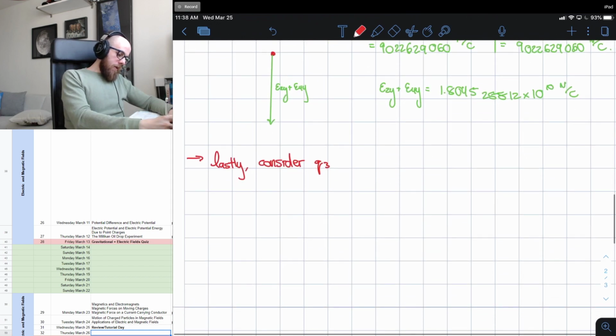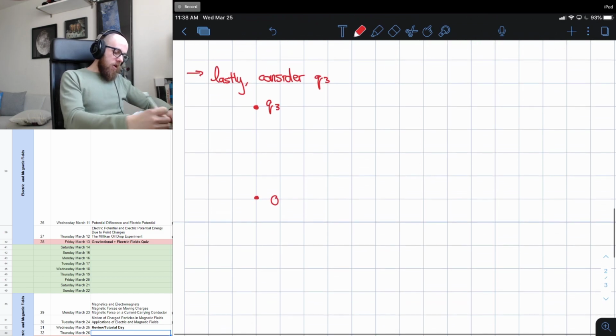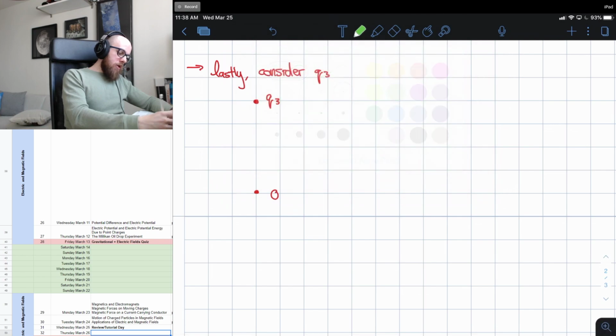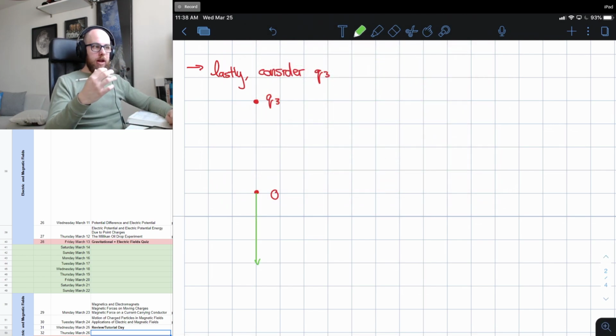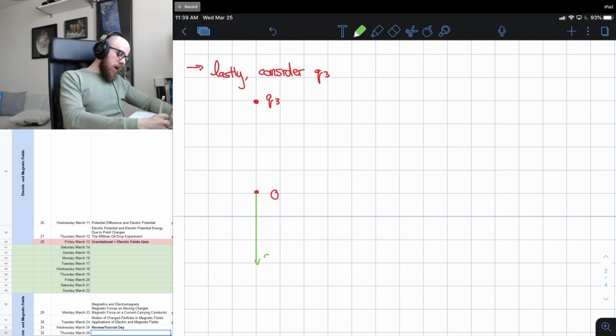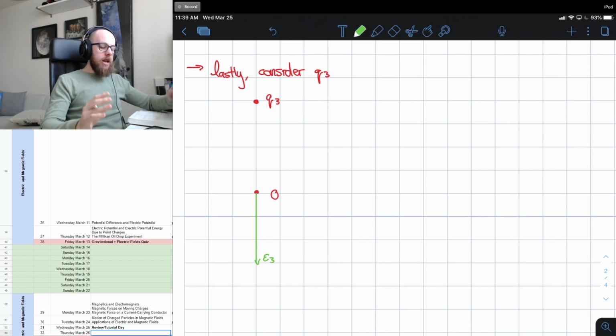Okay, so Q3 is here. My origin is down here. And so the electric field generated by Q3 will point in the negative y direction, right? Because again, we're assuming all the point charges are positive, right? And so here will be E3, all right? And because there's nothing balancing this out, it will just be E3. There's no cancellation, okay?